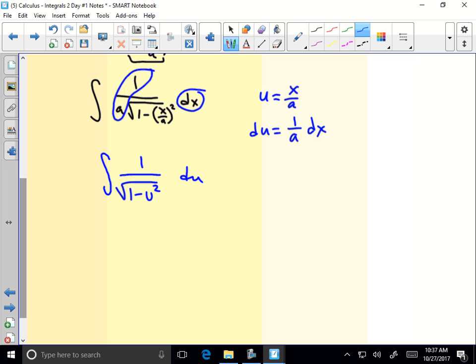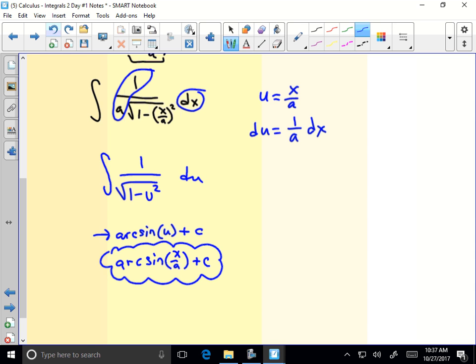So the integral of this has now been made simpler. Hold on, what happened to this 1 over a? Oh, sorry, hold on. It disappeared, right? We used u substitution. So this would be the arc sine of u plus c. Okay, am I done here? No, I'm close. Arc sine of x over a plus c.